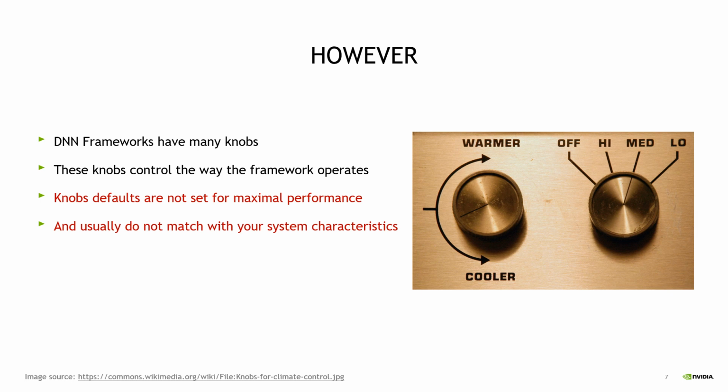However, deep learning frameworks have a lot of knobs that you might tune. They control the way these frameworks operate, but most of the time they are not set to maximize the performance. The values that you usually get are generic enough to work on all the systems, but they don't reflect the system characteristics. The goal of this presentation is to tell you how to find out which are the knobs that you have to regulate, to tune, to really improve the performance and get rid of bottlenecks.